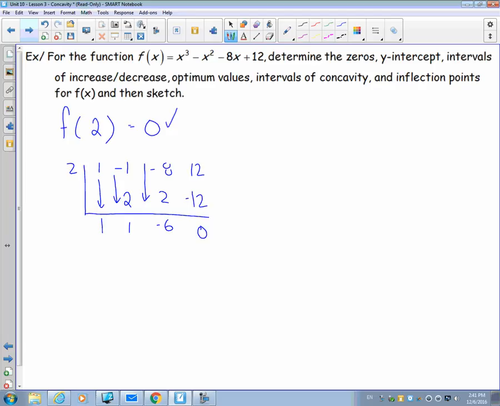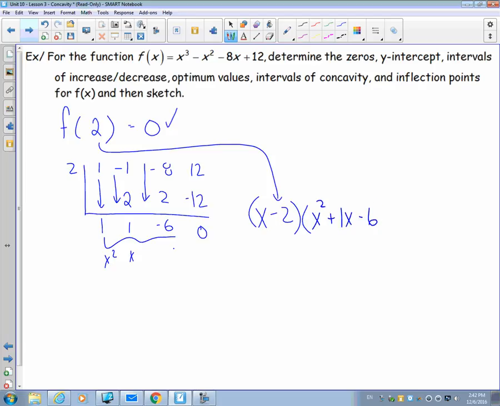So from this, I know that x minus 2 is one of my zeros. Remember, we change our sign from here to here, and we take our coefficients, remember x squared, x, and just the number. So we'll get x squared plus 1x minus 6 equals 0. And then if we factor the inside part, the trinomial, we'll get x plus 3, x minus 2 equals 0. Okay, so we can write down our zeros.